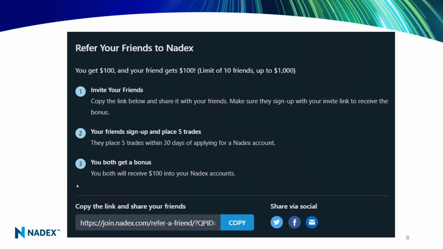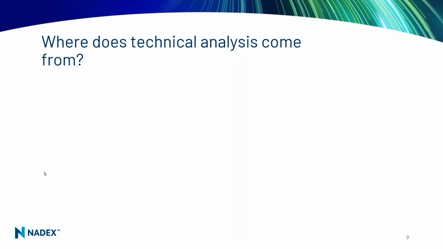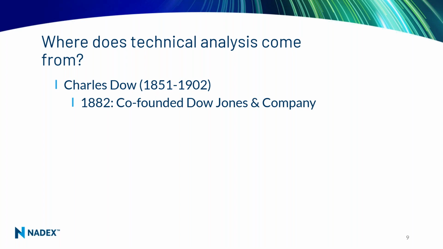Getting into technical analysis, let's talk about where technical analysis comes from. And I'm going to throw out a name. You may or may not know who he is, but his name is Charles Dow. He lived in the late 1800s. Now, if you don't know who he is, he did some pretty amazing things in his short lifetime. The first thing he did, 1882, Charles Dow founded Dow Jones and Company.